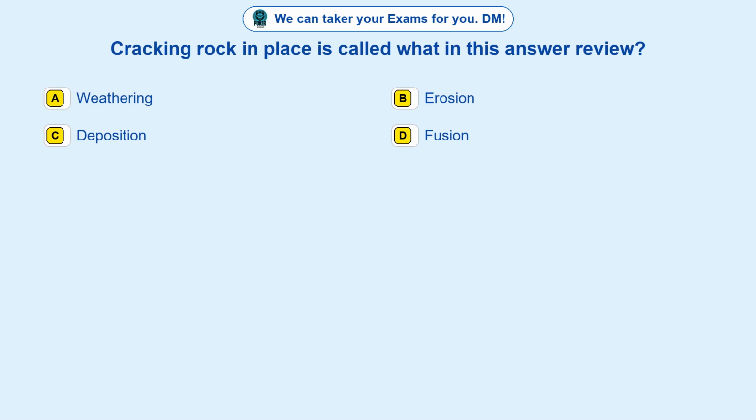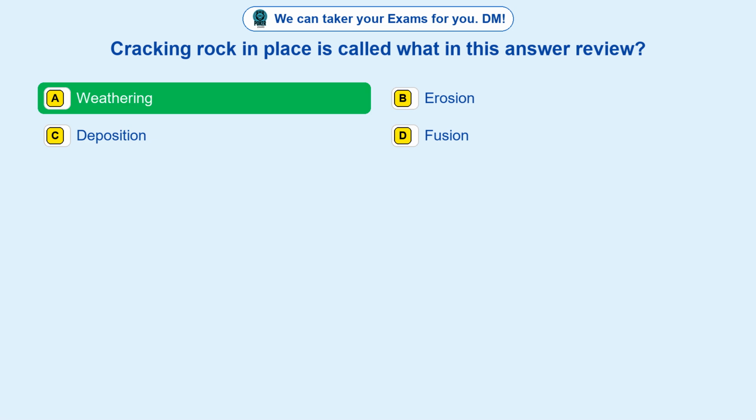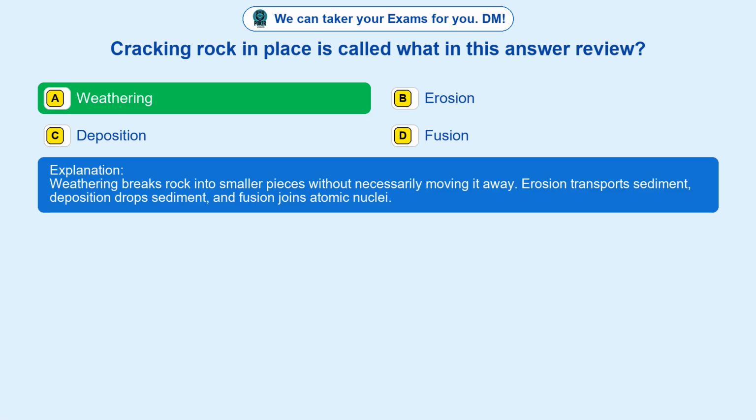Question 81. Cracking rock in place is called what in this answer review? Option A, weathering. Option B, erosion. Option C, deposition. Option D, fusion. The correct answer is option A, weathering. Weathering breaks rock into smaller pieces without necessarily moving it away. Erosion transports sediment, deposition drops sediment, and fusion joins atomic nuclei.